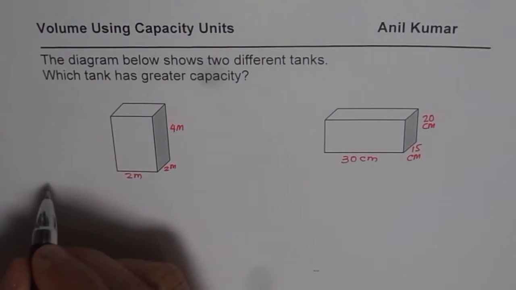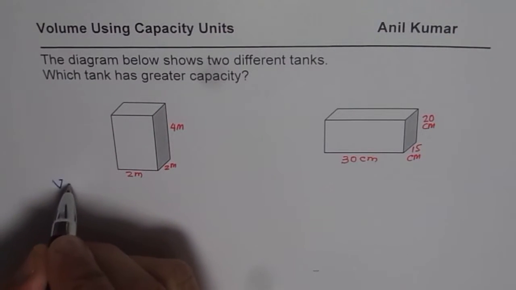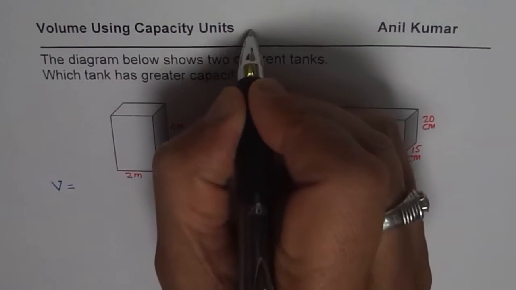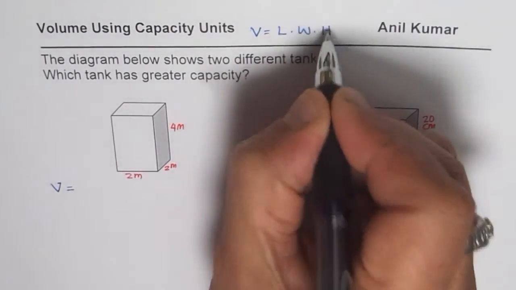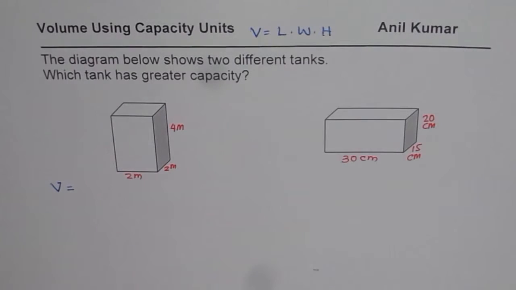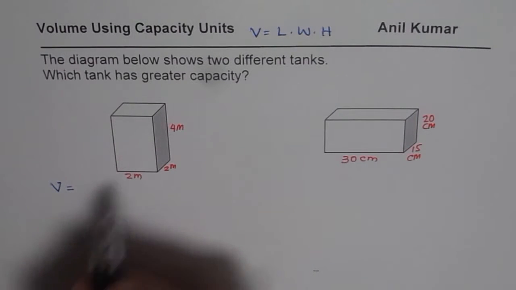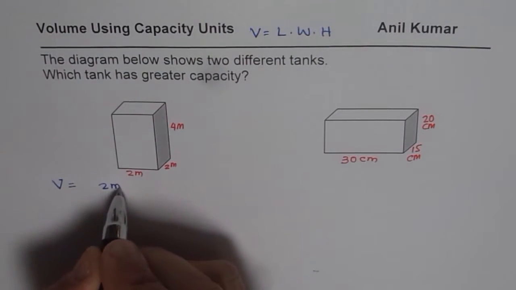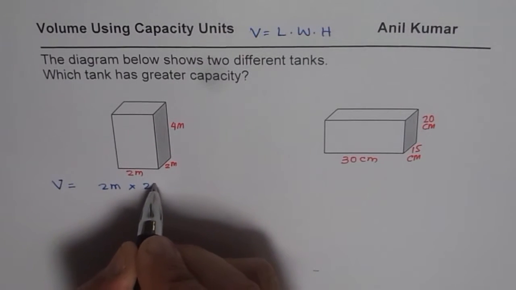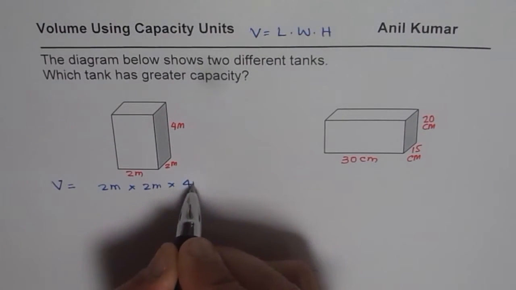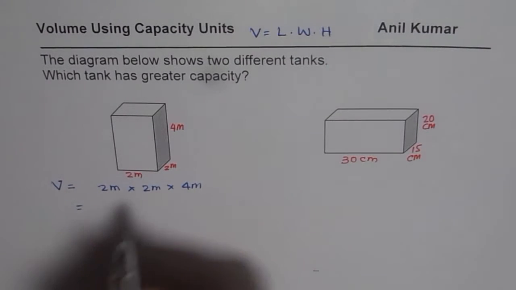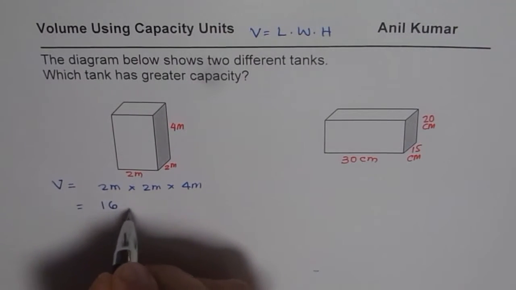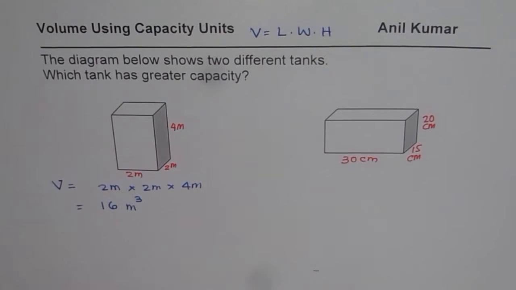When we say capacity, what do we mean? We mean volume, right? As you know, volume is length times width times height, right? So that is what volume is. So we'll find volume for each. For the first one, it is 2 meters by 2 meters by 4 meters, correct? So what do we get? 2 times 2 is 4, 4 times 4 is 16. We get 16 meter cube. So that is the capacity for the first tank.